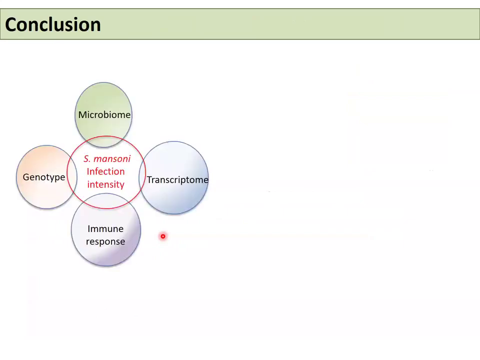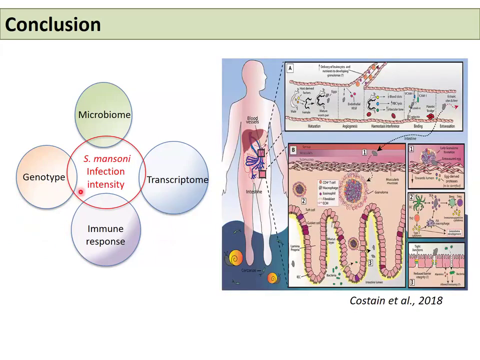So in conclusion, we started off by trying to understand how the Schistosoma mansoni infection intensity is affected by the host microbiome, or how it influences the host transcriptome, how it influences the immune response, and how it influences the genotype of the individual who is infected. And in order to have a conclusion to this, we need to first understand the pathophysiology of these parasites.